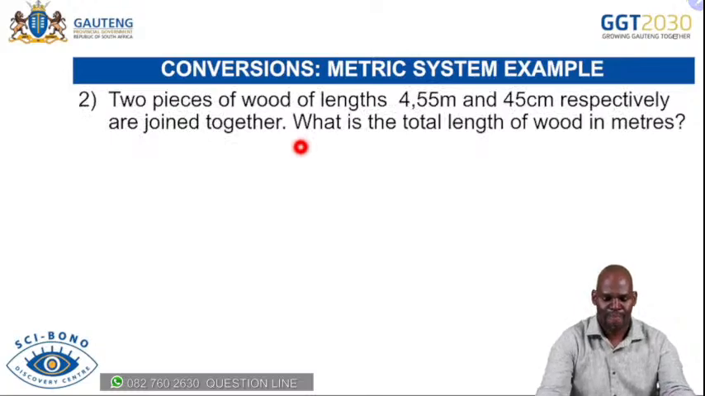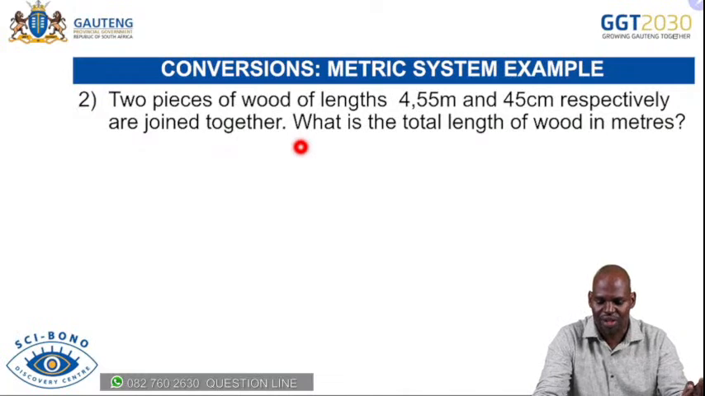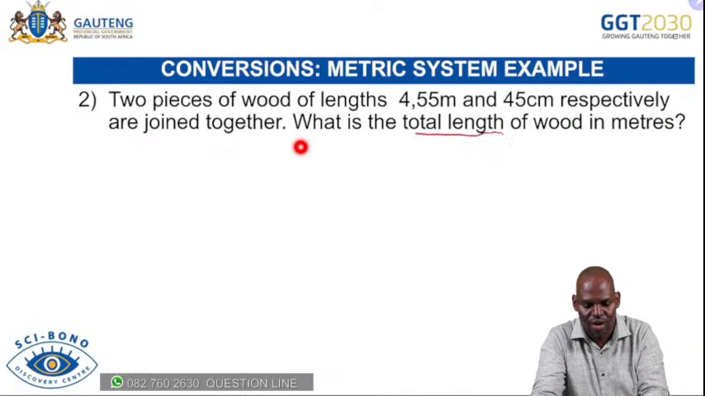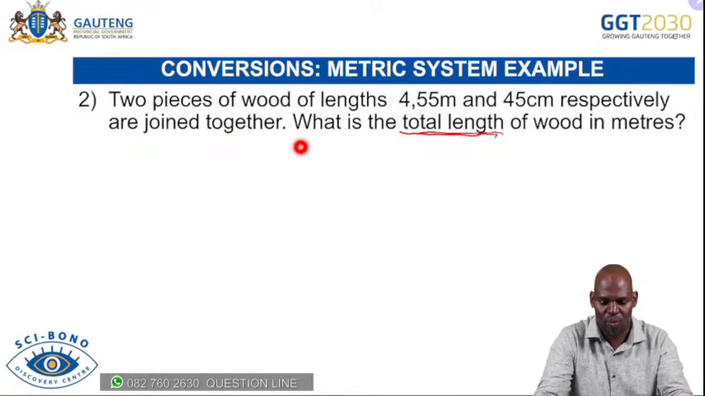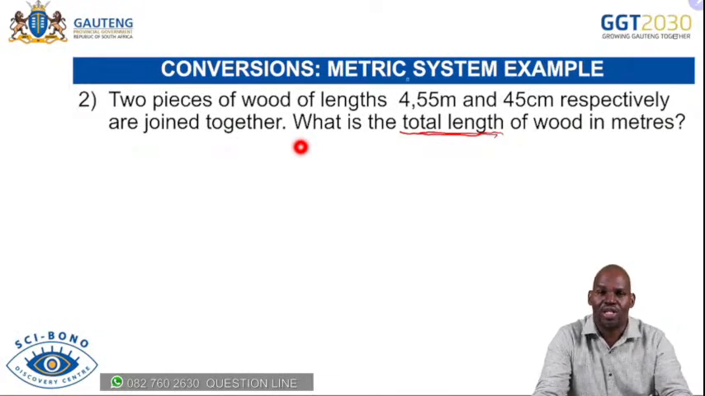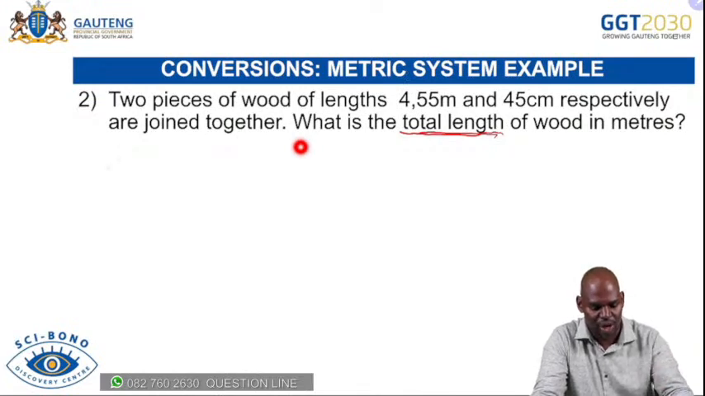Okay, then number 2: 2 pieces of wood of length 4,55 meters and 45 centimeters respectively are joined together. What is the total length of wood in meters? Now, what is the total length? If you join these together, what will be the total? So obviously the total means you have to add. So when you add, you're going to indicate total length.